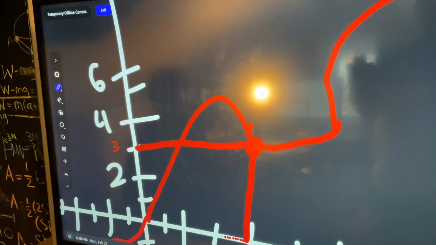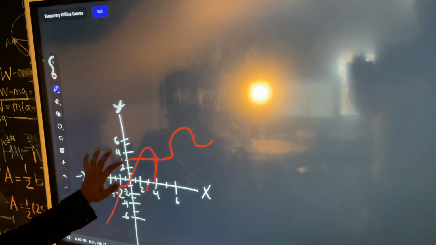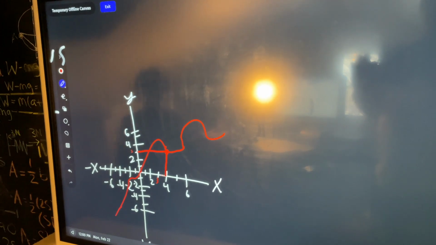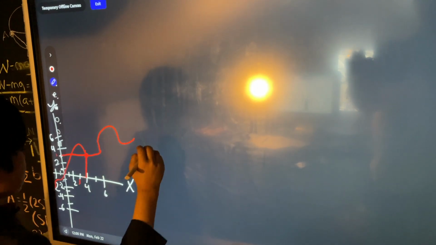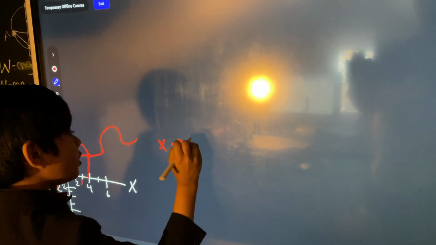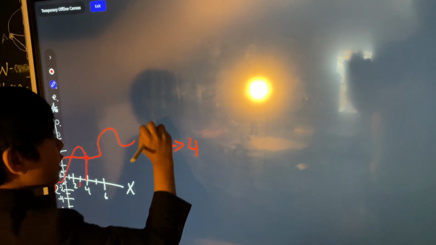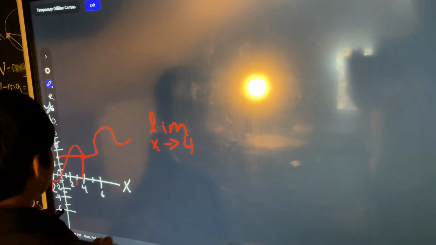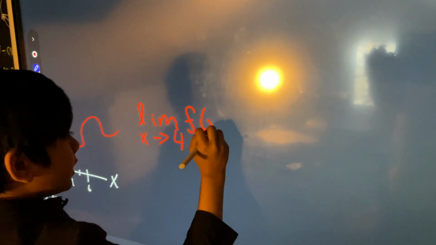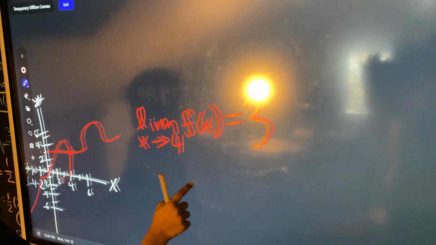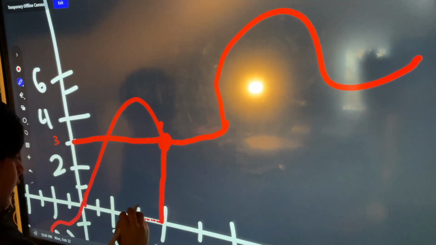So, this means that as x approaches 4, the limit as x approaches 4 of f of x, we don't know the equation, is equal to 3. Because you can see that when it approaches 4, it gets closer and closer to 3.